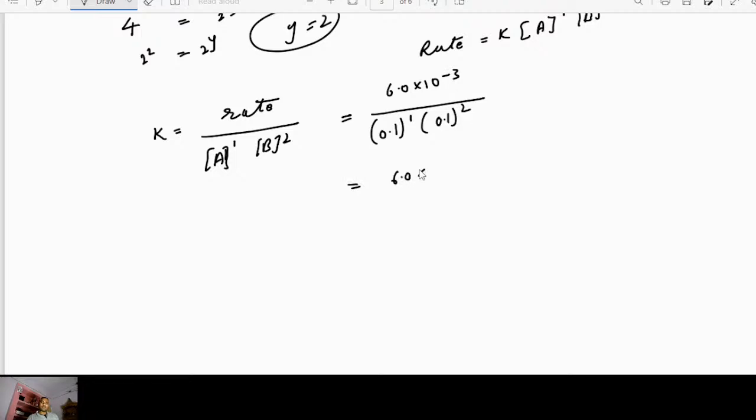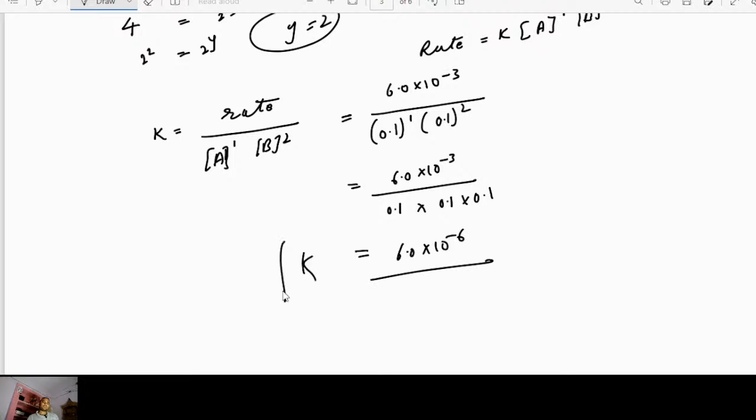6.0 into 10 power minus 3 divided by 0.1 multiplied by 0.1 into 0.1. If you solve this, 6.0 into 10 power minus 3 divided by 10 power minus 3, that is 10 power minus 6 will come. So this is the K, 6.0 into 10 power minus 6. Let me check whether the answer is correct. Yeah, it is obviously correct.